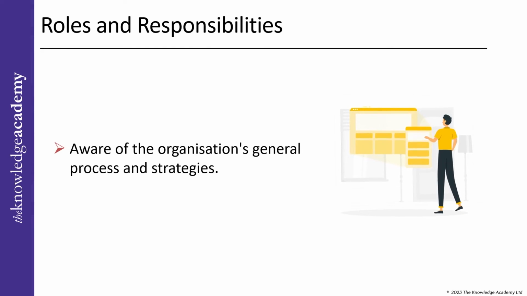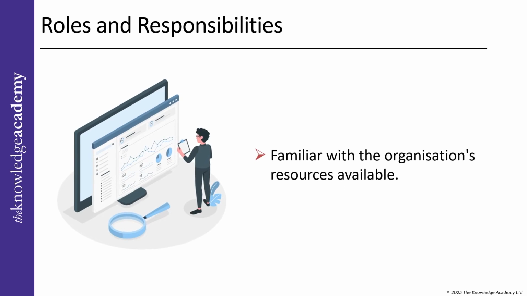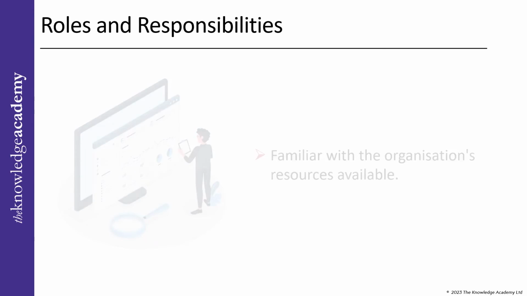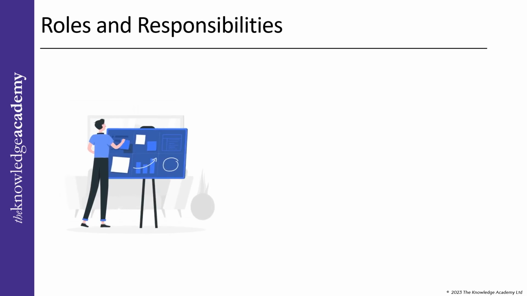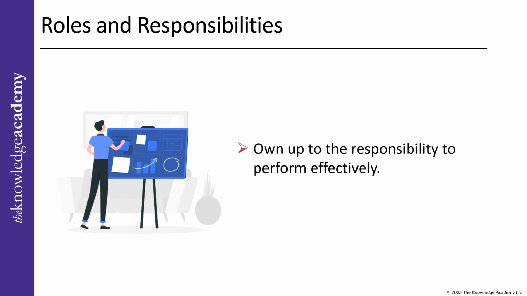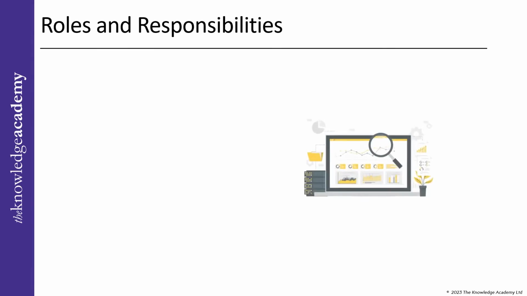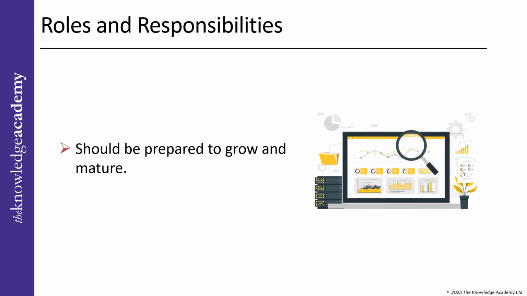Following are a few responsibilities of a problem management team. It should be aware of the organization's general processes and strategies to form a strong team. Should be familiar with the resources available or allotted for the problem management team. Acquire knowledge and maintain accountability towards the organization's growth and life scale. Own up to the responsibility to perform effectively and increase the efficiency of the entire team and the processes. Should be prepared to grow and mature along with the organization's development and evolution.